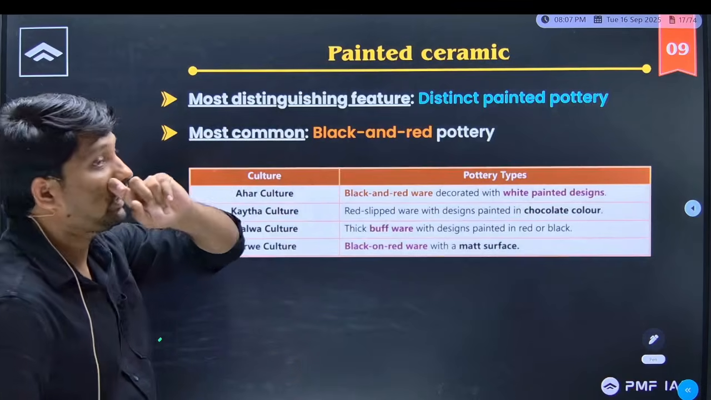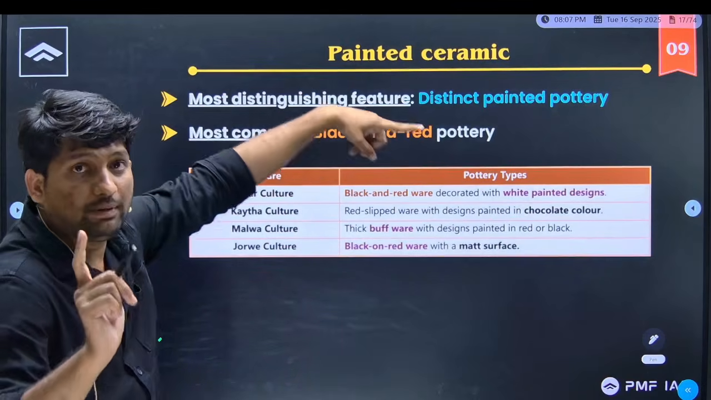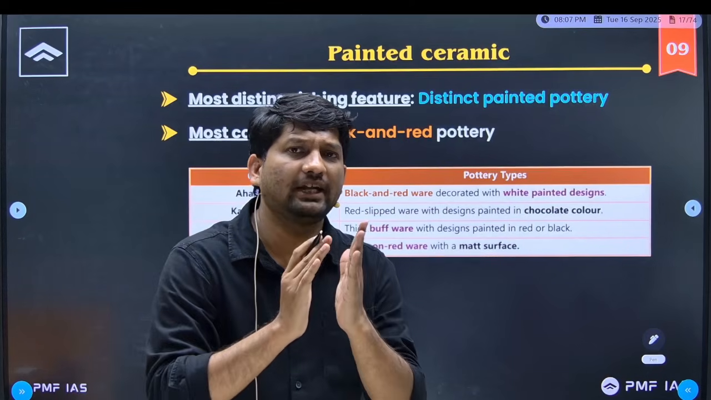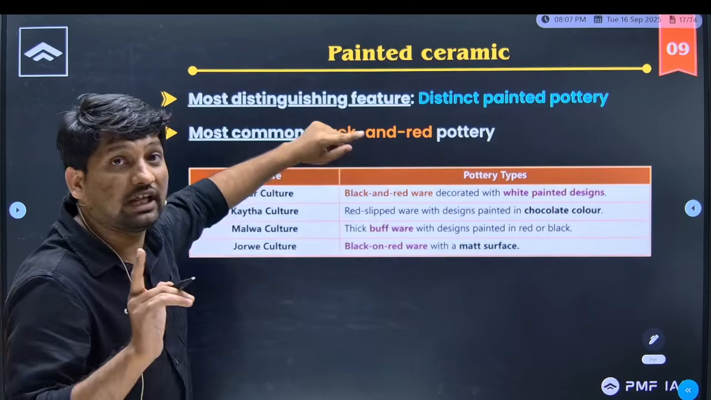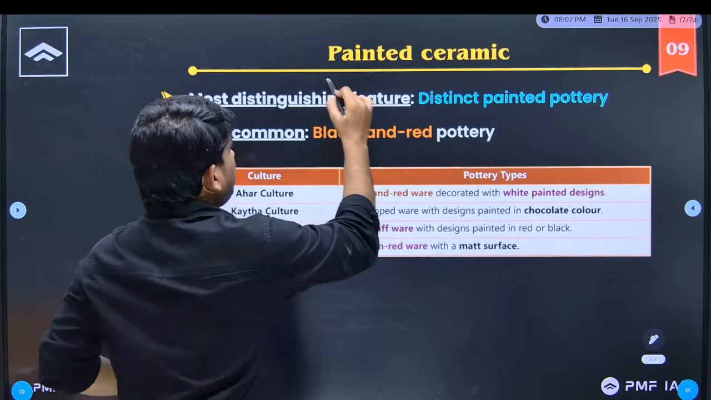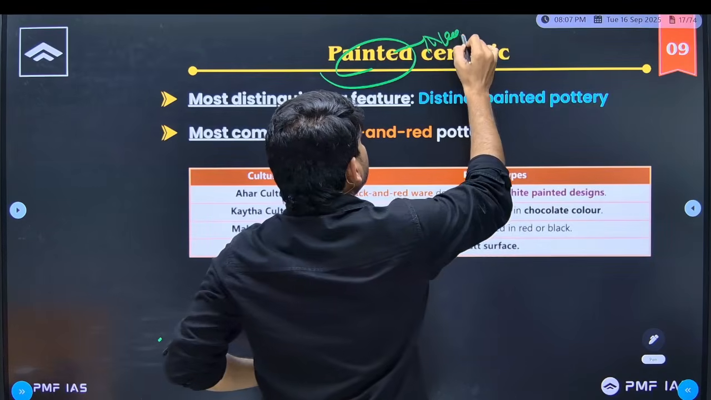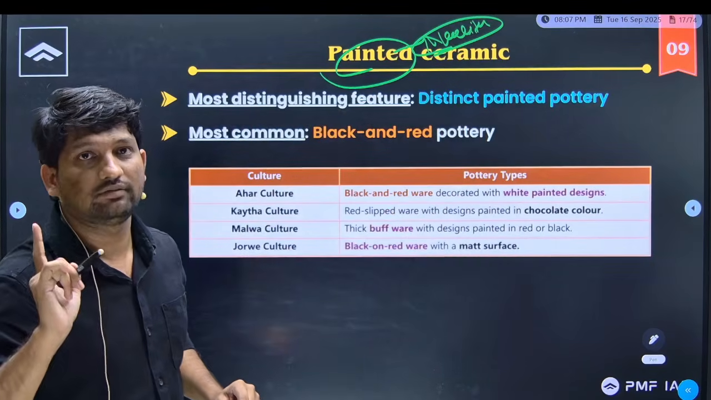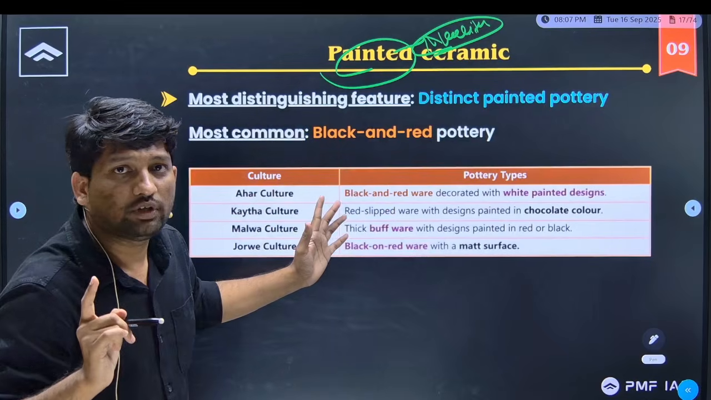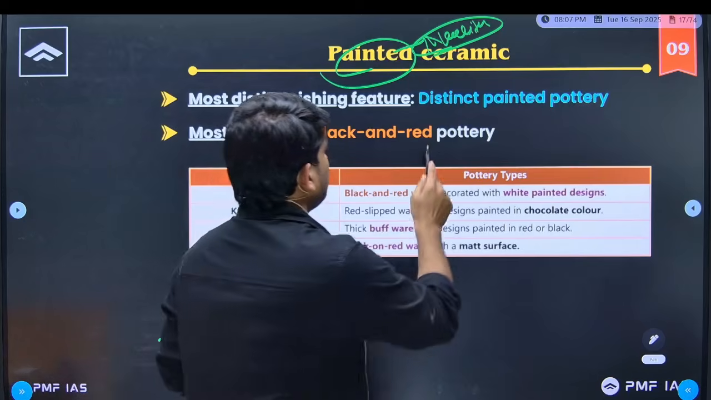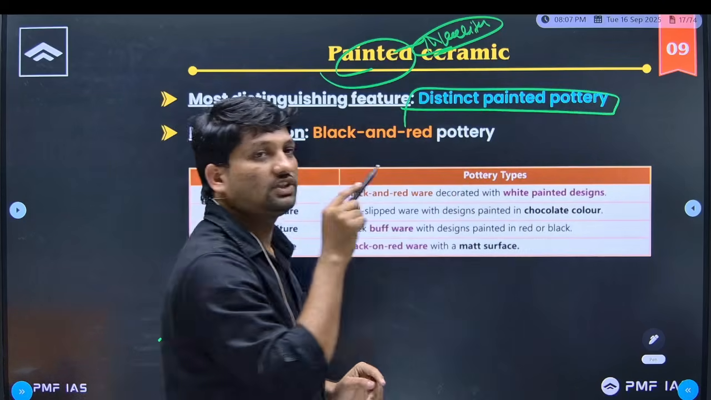So, painted ceramic, I have already told you. Remember, in my book, I have given that we used painted ceramic for the first time during the Chalcolithic culture, but that statement is wrong. Even during the Neolithic phase, we used painted pottery. Only during the Chalcolithic period did we use painted pottery in large numbers. So this is the distinct feature of Chalcolithic culture.